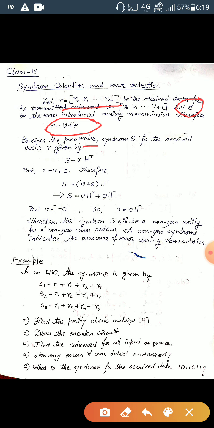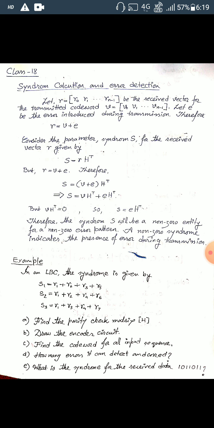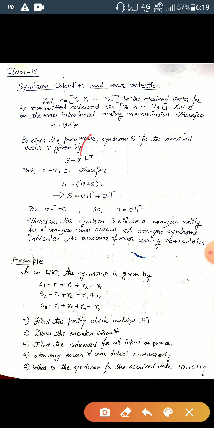Consider the parameter syndrome S for the received vector R, which is given in the form S equal to R H transpose. It is not required to prove how you got this, but you have to memorize it as S equal to R H transpose, where S is the syndrome, R is the received vector, and H is the parity check matrix.